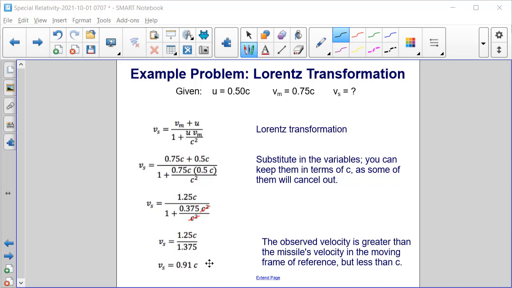So the observed velocity from the ground is greater than the missile's velocity in the moving frame of reference. In the moving frame of reference, it was only 0.75 c. So it's greater than that, but it is less than the speed of light. If we had just used classical mechanics to add the two velocities together, we got something greater than the speed of light, right? We had gotten 1.25 c. So we're still getting something less than the speed of light, but it is greater than the velocity in that moving frame of reference, that 0.75 c.